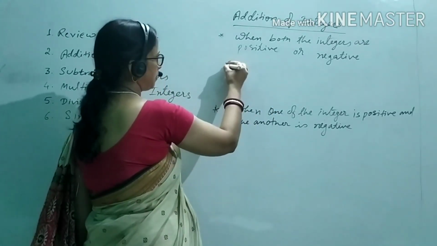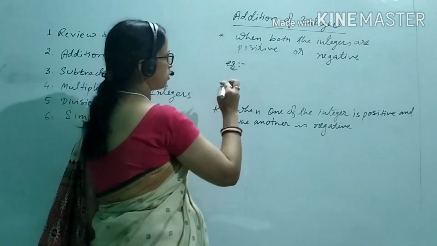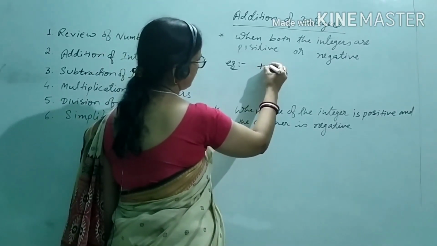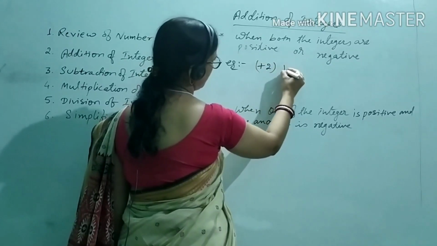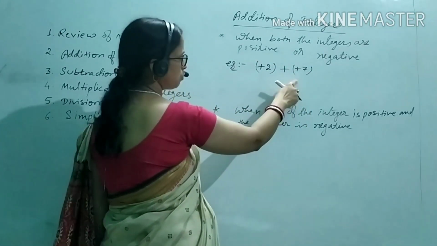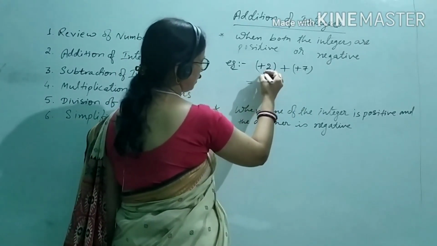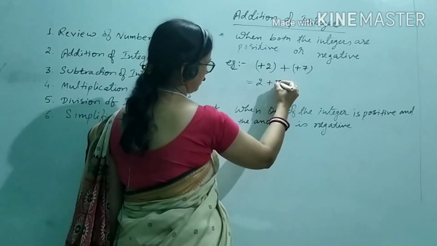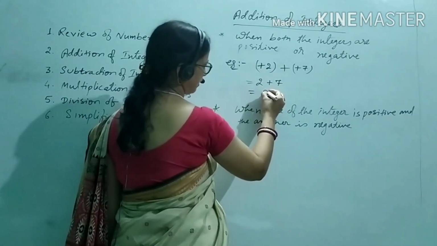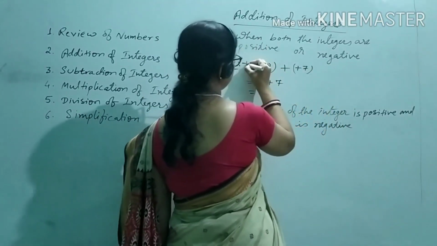Let us see examples. First one, suppose both the integers are positive. Example, taking plus 2 plus 7. Here taking two integers, one is plus 2 and adding it with plus 7. Same we can write as 2 plus 7 and the result is another integer, that is 9.